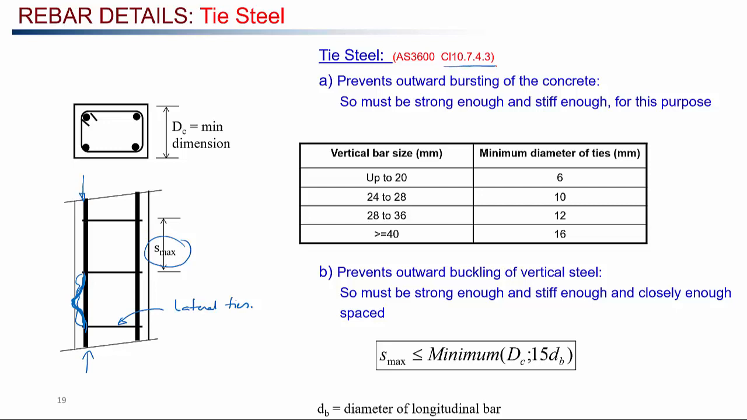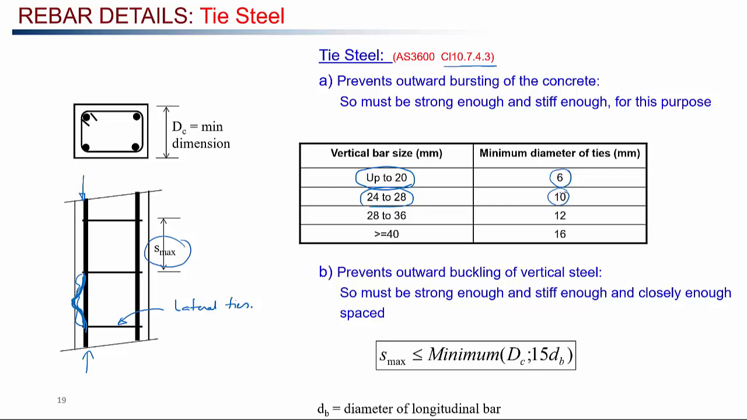AS3600 gives the provision for the size of the lateral ties, as well as the maximum distance between the lateral ties. The size of the lateral ties is to make sure that it can confine the concrete core and doesn't let the concrete core burst. So it prevents the outward bursting of the concrete. Depending on the size of the longitudinal reinforcement, you need to select what size of lateral ties to provide. For up to 20 millimeter longitudinal reinforcement, you need to provide at least 6 millimeter lateral ties. And if the column reinforcement is bigger, that is 24 to 28 millimeter, you need to provide at least 10 millimeter lateral ties.